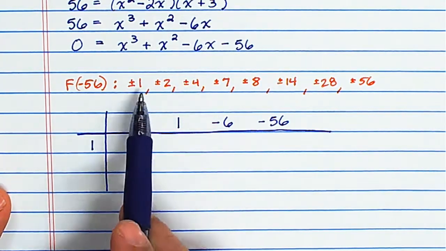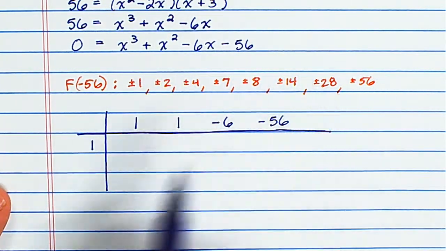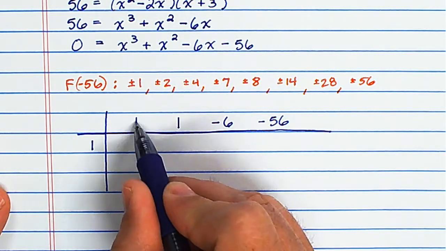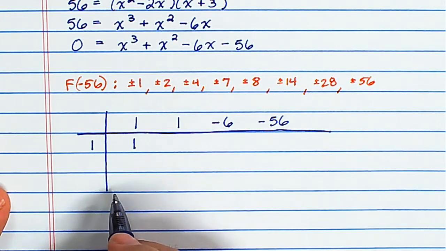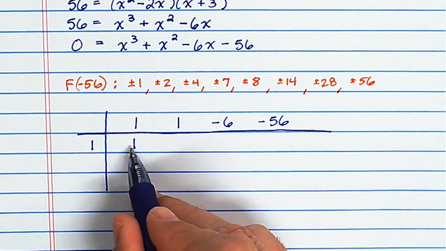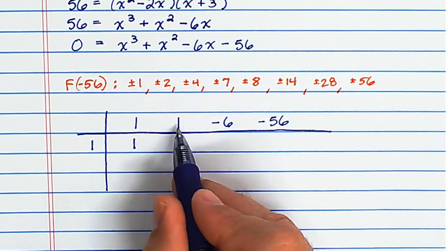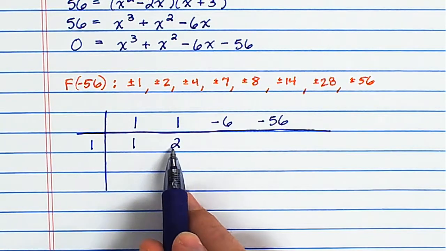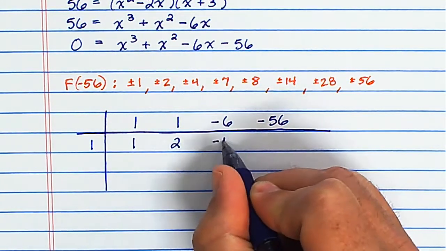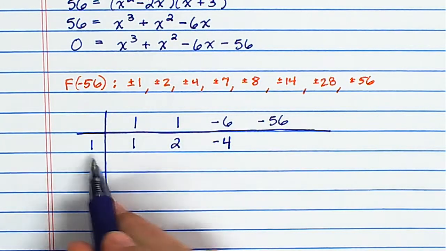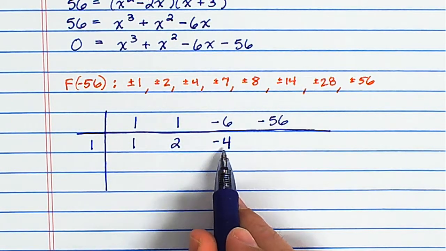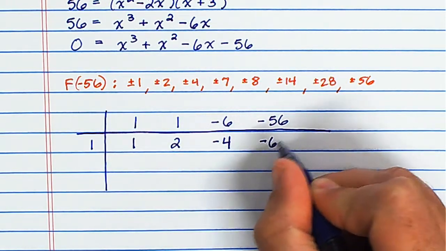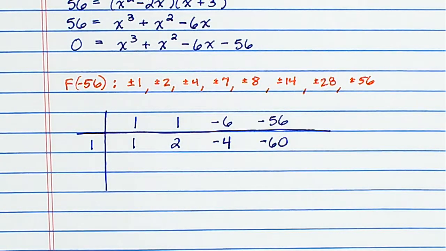And I had a great question. If the positives don't work, do you go to the negatives? Yes. Start with the positives, though. It almost always works. So I'm going to bring this 1 down. 1 times 1 is 1, plus the 1 is 2. 1 times 2 is 2, plus the negative 6 is negative 4. 1 times negative 4 is negative 4, plus negative 56 is negative 60.